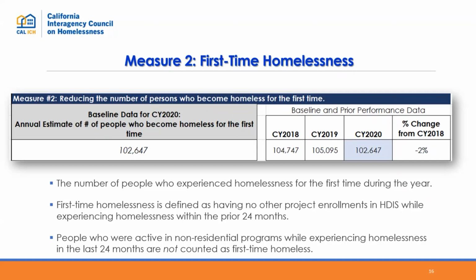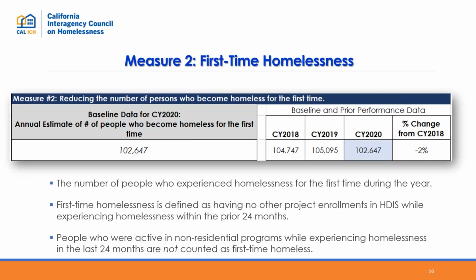Measure 2 also looks back for any enrollments in non-residential projects to determine if the person had experienced homelessness in the last 24 months. For example, if a person enrolled in an emergency shelter during 2020 and their only other "time homeless" in the prior 2 years was in a coordinated entry project in 2019, they would not be counted as experiencing first-time homelessness in Measure 2. However, in the HUD SPM, their 2020 shelter entry would have been counted as their first time homeless, since the HUD SPM does not count time enrolled in non-residential projects for this measure.